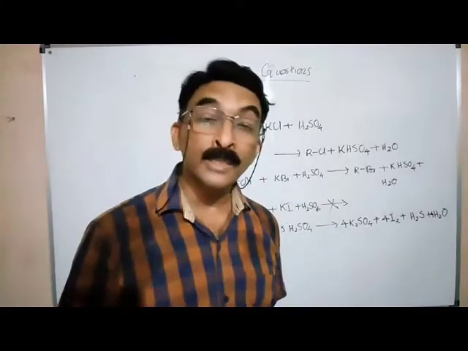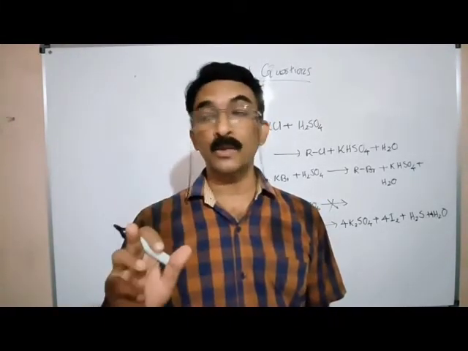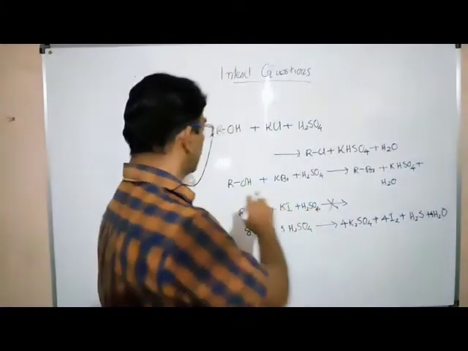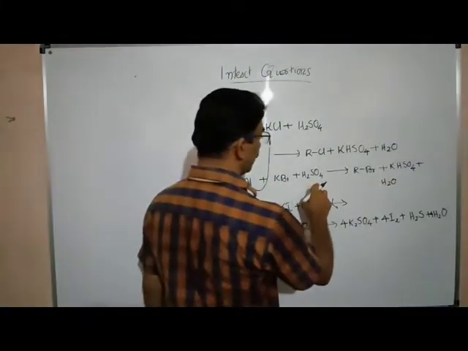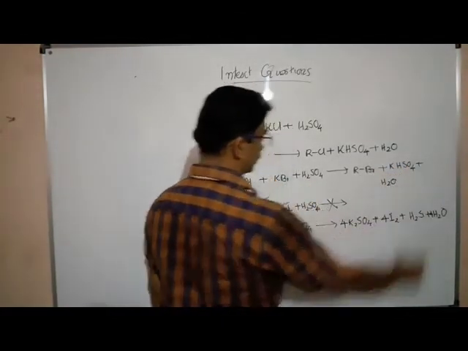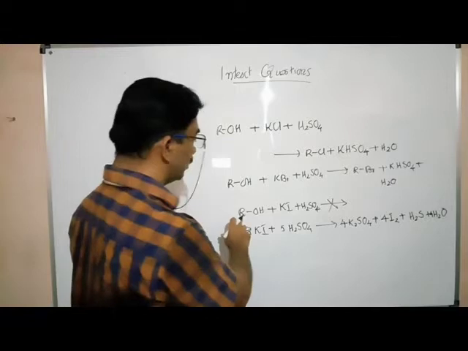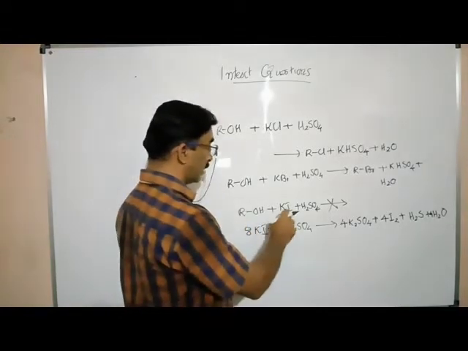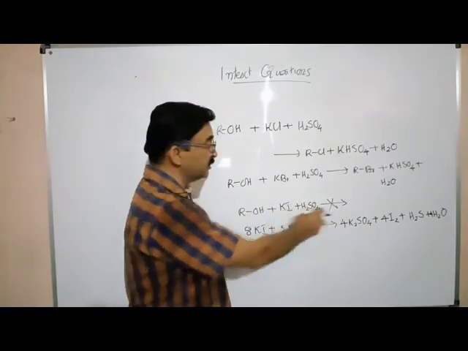In the same way, you can convert an alcohol to bromoalkane. ROH plus KBr plus H2SO4 giving RBr plus KHSO4 plus H2O. But a similar reaction is not feasible to prepare iodoalkane. This is not feasible. Why?